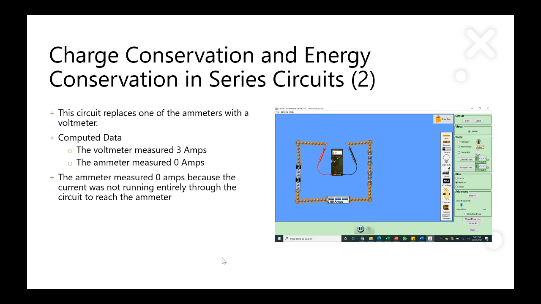This circuit replaces one of the ammeters with a voltmeter. In the computed data, we found that the voltmeter measured 3 volts, and the ammeter measured 0 amps. The ammeter measured 0 amps because the current was not running entirely through the circuit to reach the ammeter.